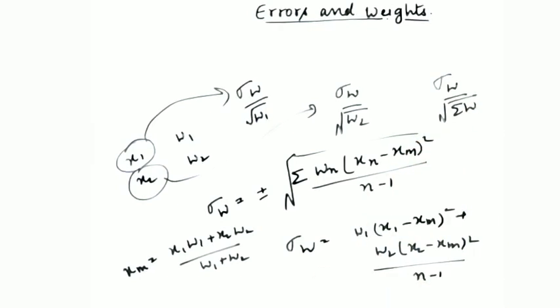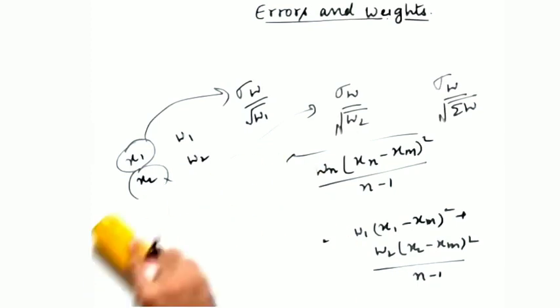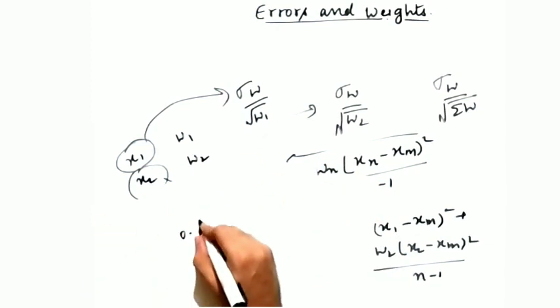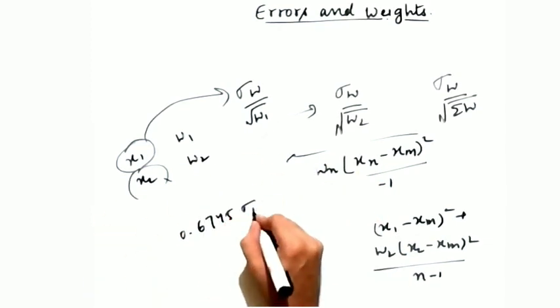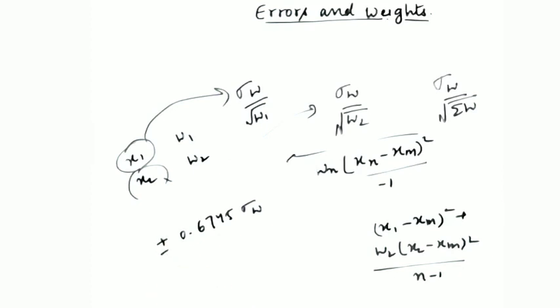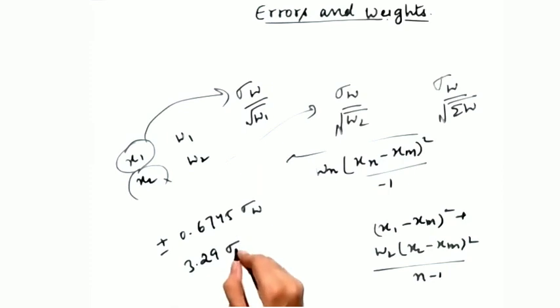If I ask you what is the most probable error, then what you have to do? 0.6745 times sigma w. This is the probable error. Similarly, maximum error can be calculated. So this is how you calculate maximum error and probable error. Such type of questions will be asked, many values will be given, weights will be given, they can ask you standard deviation, they can ask you standard error, anything can be asked.